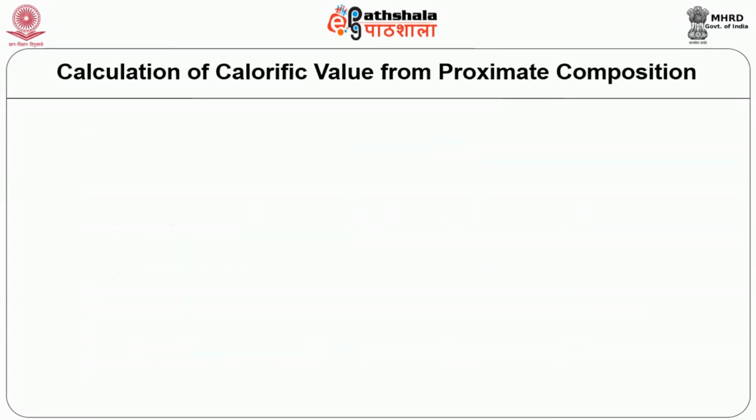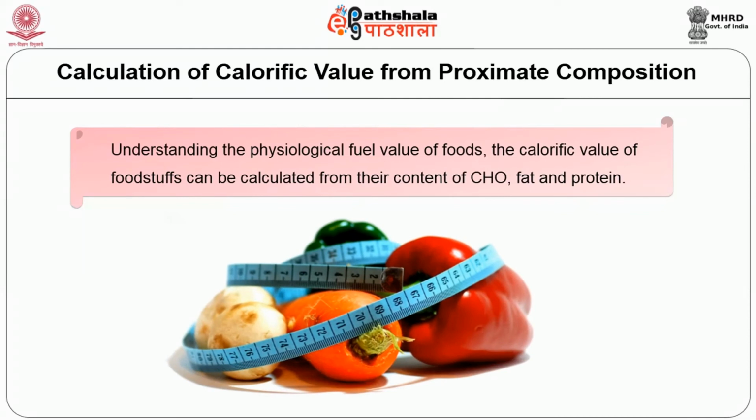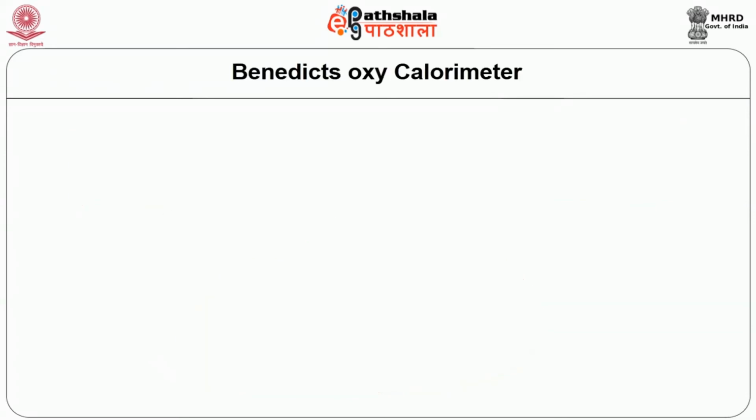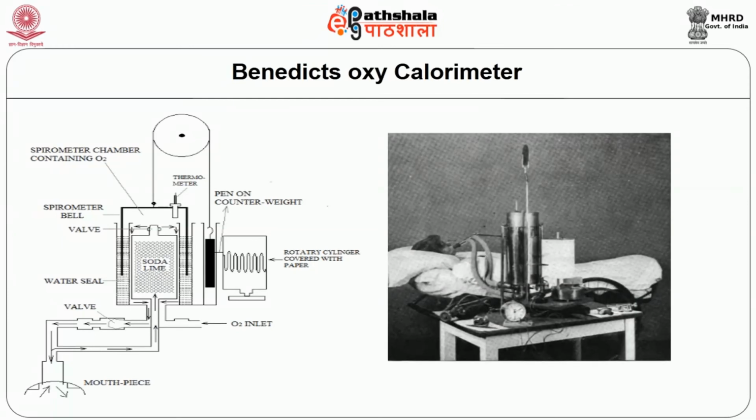Calculation of calorific value of foodstuff from proximate composition. Understanding the physiological fuel value of foods, the calorific value of foods can be calculated from the content of carbohydrate, fat and protein. Benedict's calorimeter is another apparatus used for determination of energy value of food, which was devised by Benedict and his co-workers.